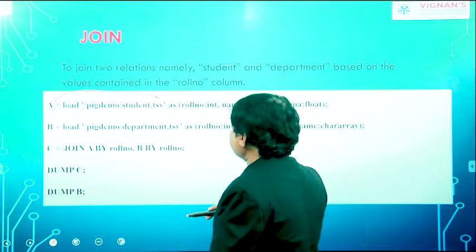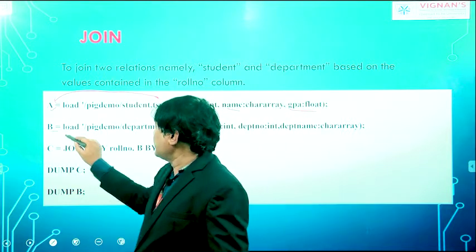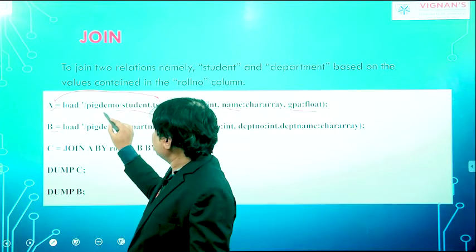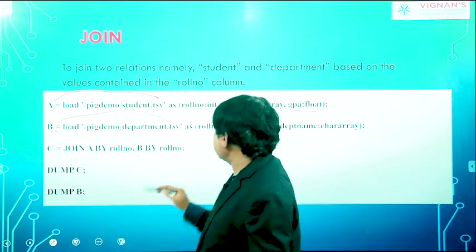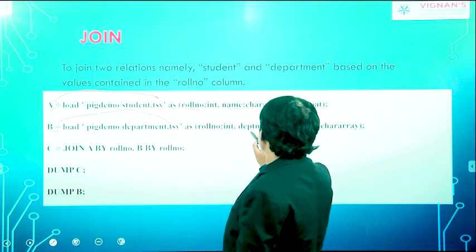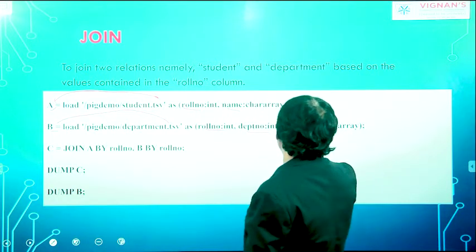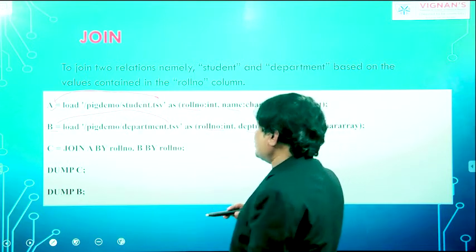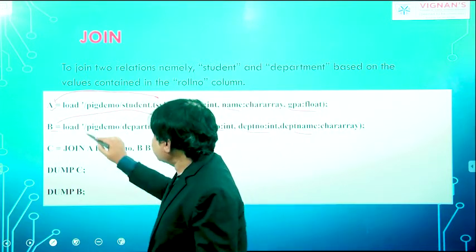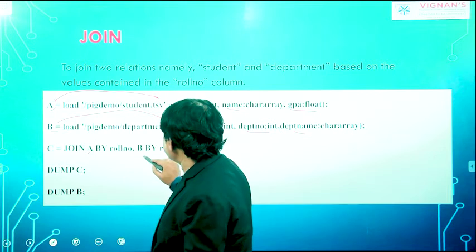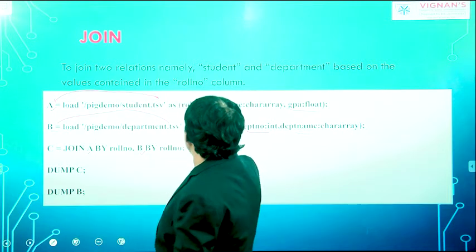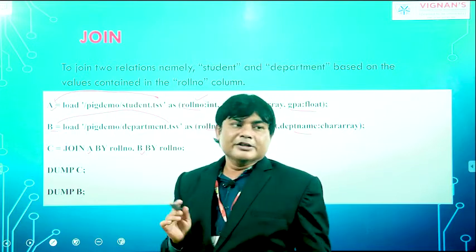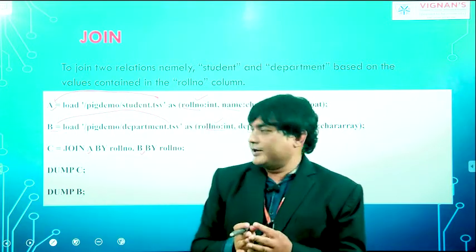Now we have another relation. In this relation I am going to load another file, of the department, which has the following fields: roll number, department number, department. Then I am going to make a join of A and B, because both have the common field roll number. So these two tables will be joined.